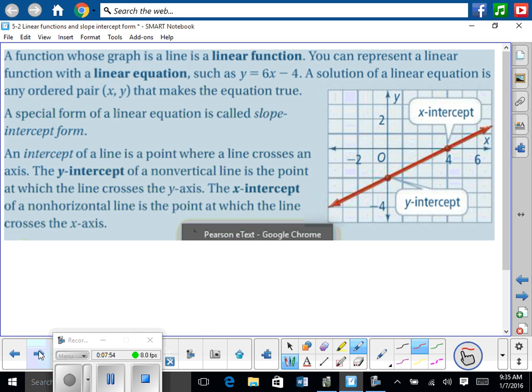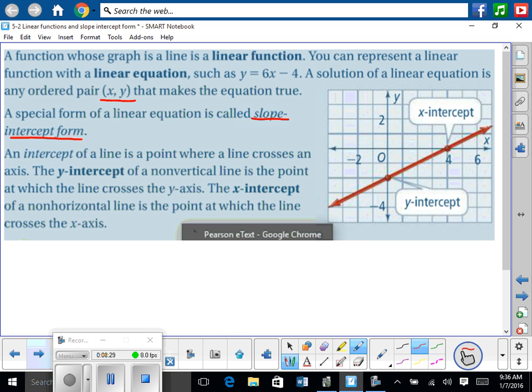So obviously a function whose graph is a line is a linear function. You can represent a function with a linear equation. If we have a linear function, we can write a linear equation. They have the form, for example, y equals 6x minus 4. A line looks like that. A solution of a linear equation can be any ordered pair that makes the equation true. We always like to look at lines in slope-intercept form, so we always write lines in slope-intercept form.